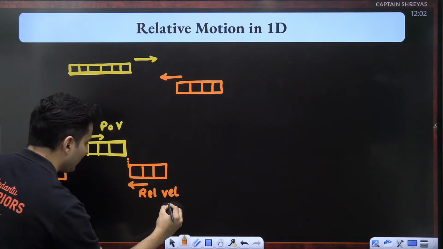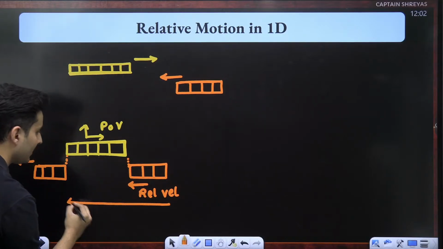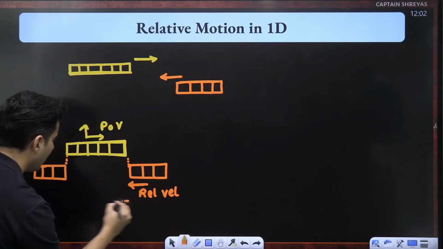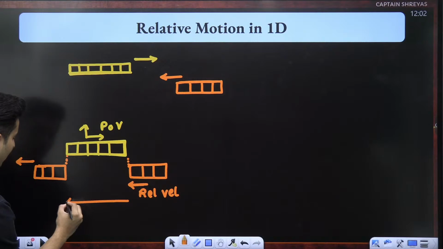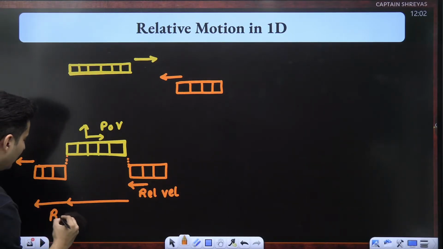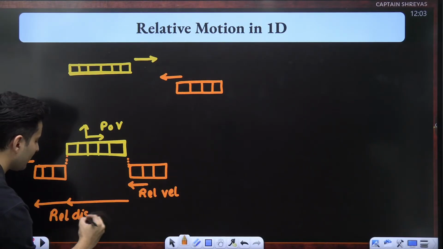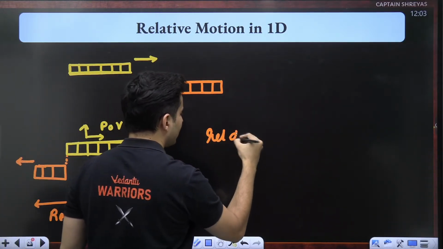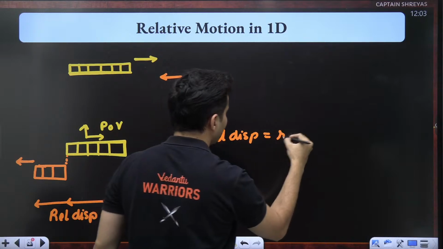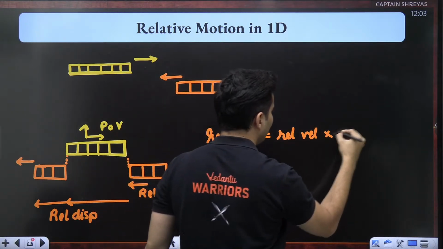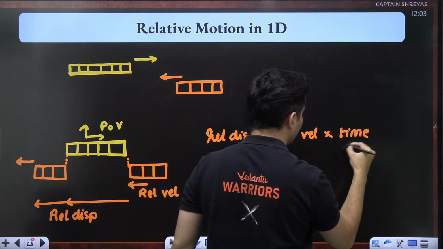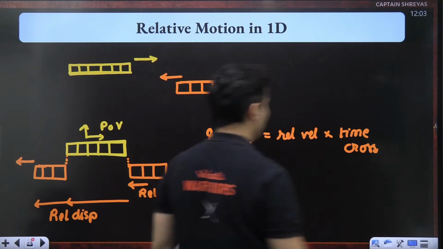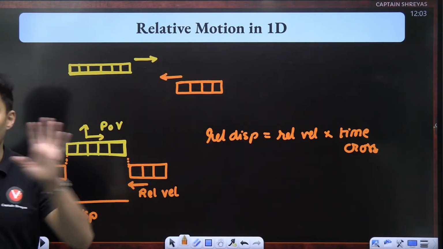So if you notice from here to here, this is the relative displacement, or basically the length of this train plus the length of this train. So that becomes your relative displacement. So again, you can use relative displacement is relative velocity multiplied by the time taken to cross. So all these things you are allowed to do.